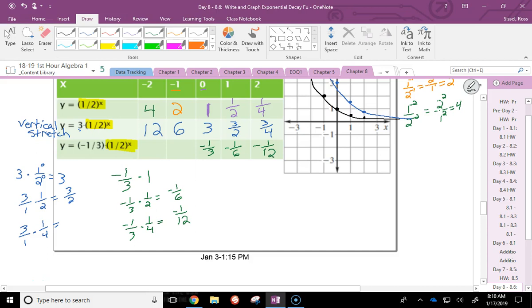1/2 to the negative 1 power was 2. So I'm going to finish out my equation. Negative 1/3 times 2 is negative 2/3. Then I'm going to see this one. 1/2 to the negative second power is 4. So negative 1/3 times 4 is negative 4/3.